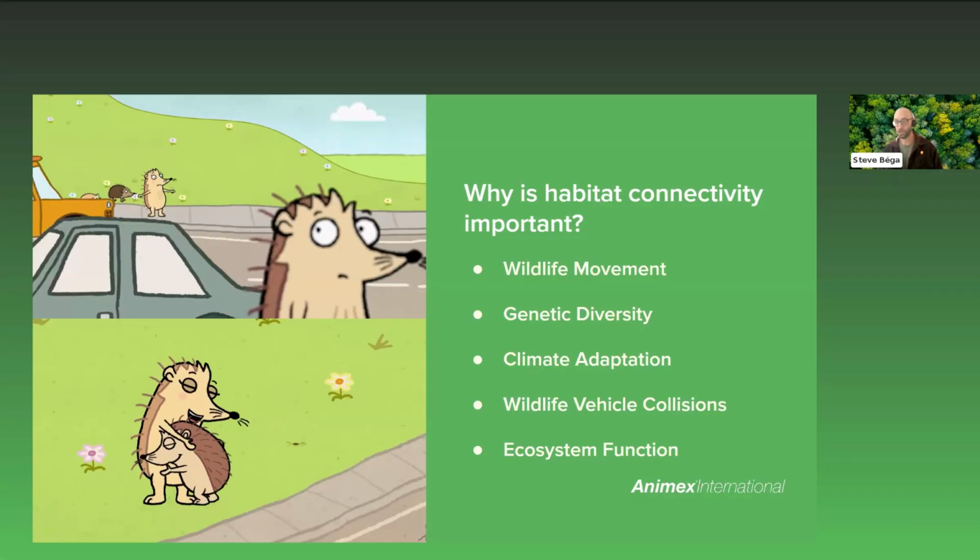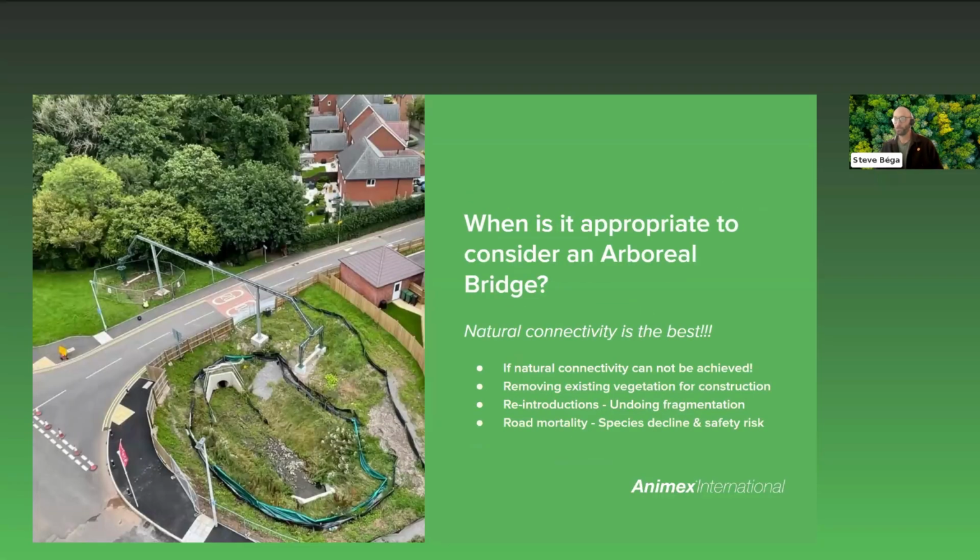Reducing wildlife vehicle collisions. Safe, connected pathways like wildlife crossings help animals to avoid roads and other human barriers. And then also maintaining ecosystem functions. Connectivity supports natural processes such as seed dispersal, pollination, and predator-prey dynamics across landscapes. Well, I guess most importantly, when is it appropriate to consider an artificial arboreal or canopy bridge?